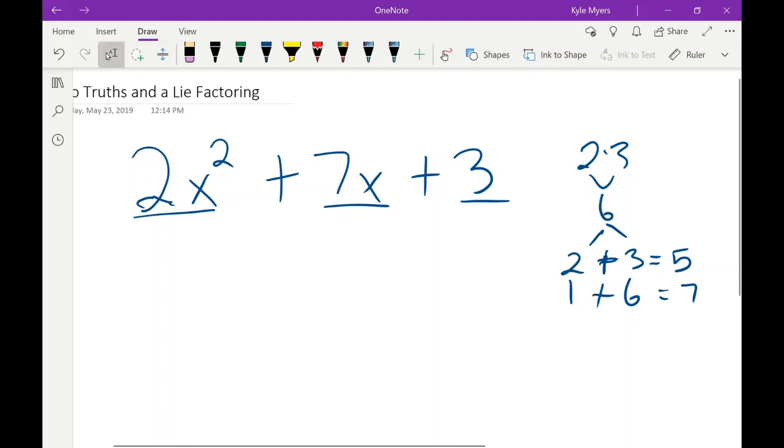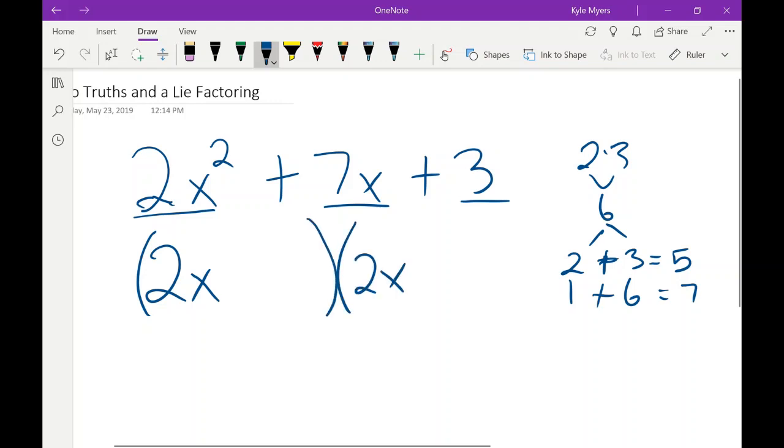It works. So here's what we're going to do. I'm going to take this 2x, don't put a square on it, just put 2x, but you're going to do it twice. So 2 of them. One's a truth, one's a lie. Then you put your factors in there. The 1 goes right there, 6 goes right here, and there we go. Can you tell which one's a lie? Which one's a truth, which one's a lie?